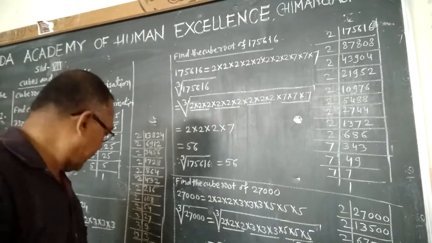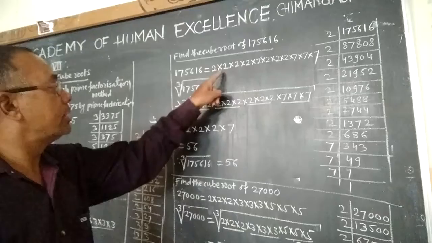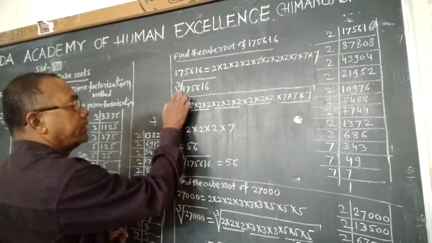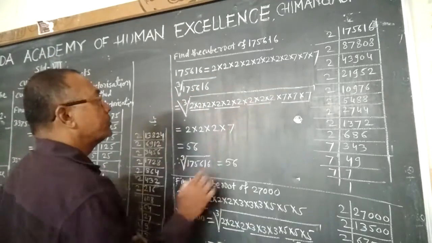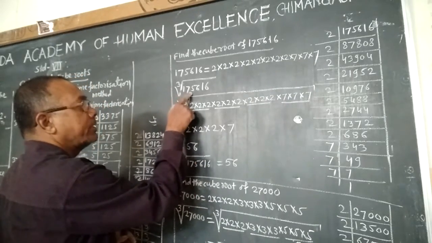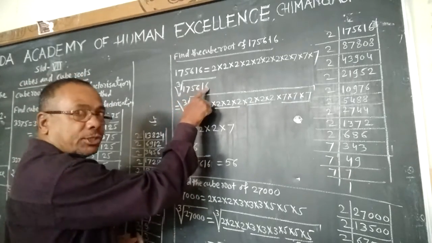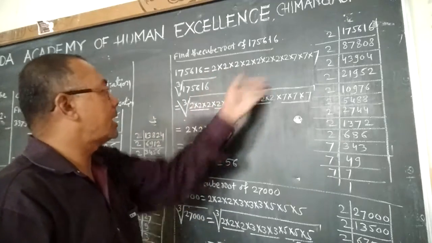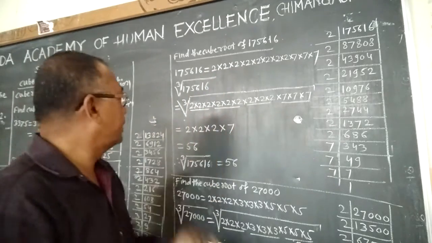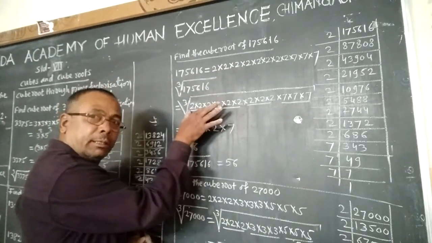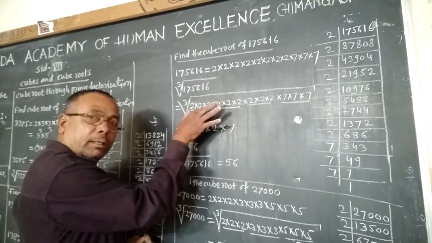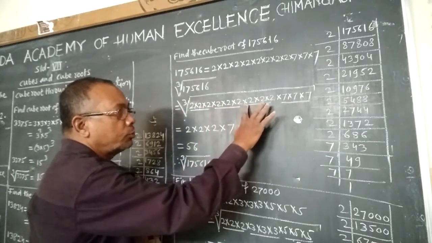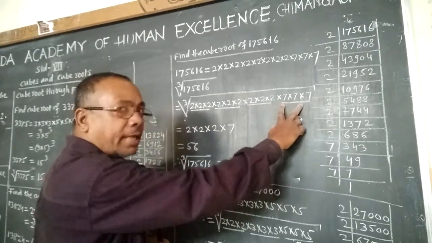Again we have to write these into triplets, or we can write here, taking the cube root of both sides, the cube root of 1,75,616 is equal to the cube root of all the factors, which I have written under the radical sign, and then getting the triplet of each number. Here 3 times 2, again 3 times 2, again 3 times 2, and 3 times 7.